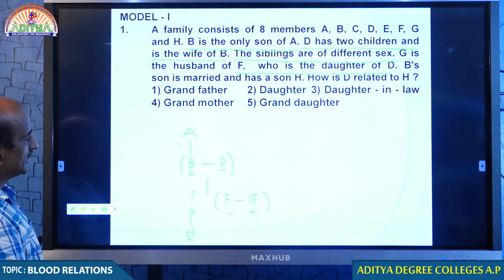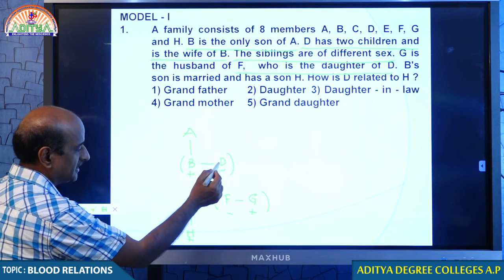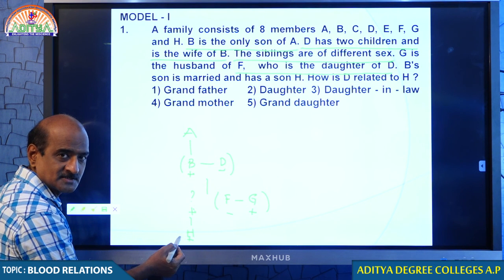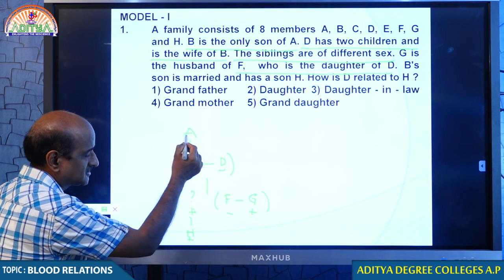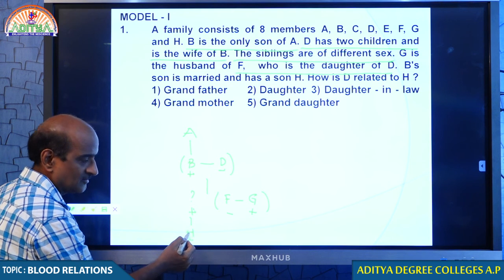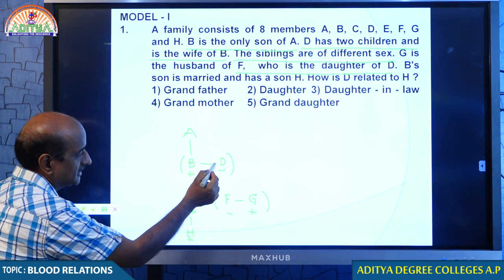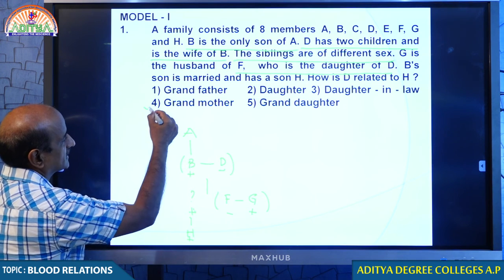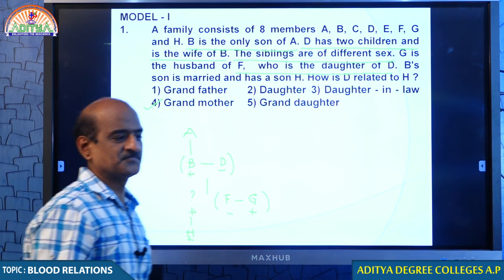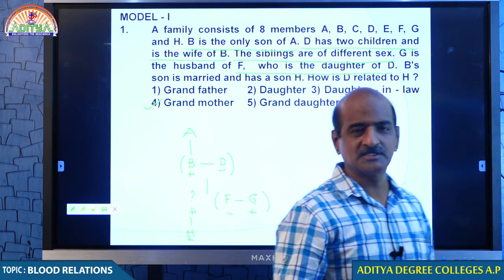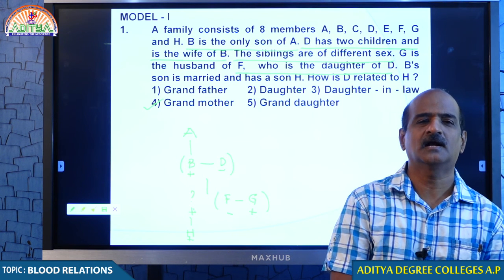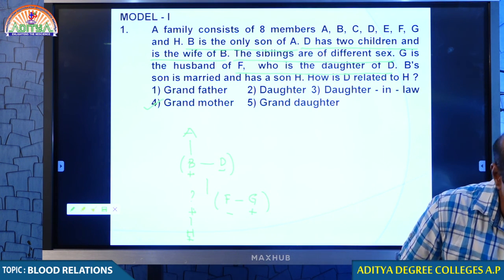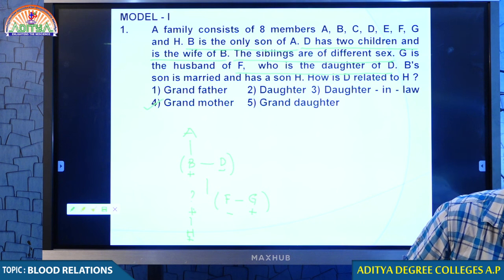How is D related to H? D to H, how many generations? A is the first generation, then second, third and fourth generation. How is D related to H? My dear students, D is female. Your answer must be grandmother. I hope you understand, my dear students. I believe that there are no confusions.